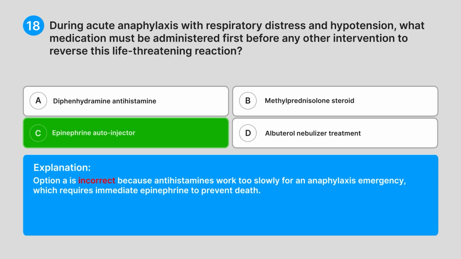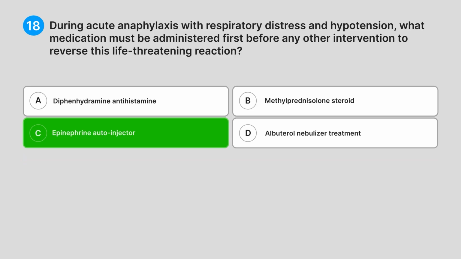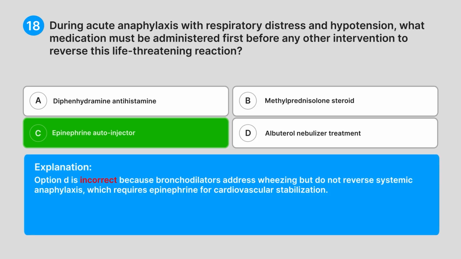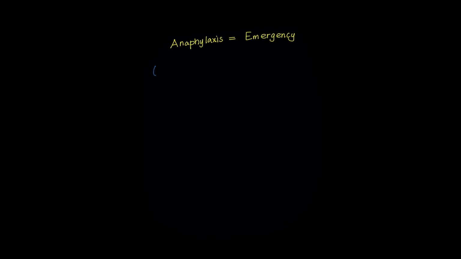Option A is incorrect because antihistamines work too slowly for an anaphylaxis emergency, which requires immediate epinephrine to prevent death. Option B is incorrect because steroids prevent biphasic reactions but do not reverse acute anaphylaxis, which requires epinephrine as first-line treatment. Option D is incorrect because bronchodilators address wheezing but do not reverse systemic anaphylaxis, which requires epinephrine for cardiovascular stabilization.